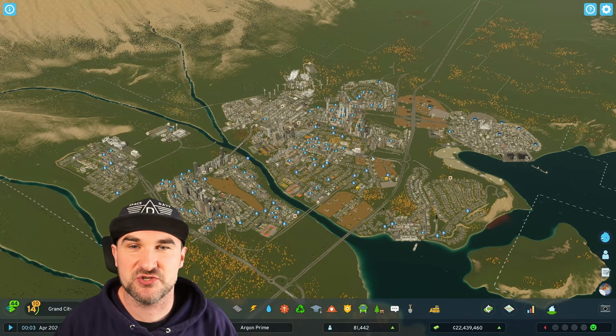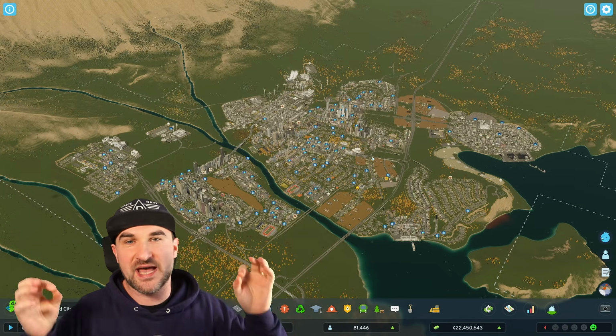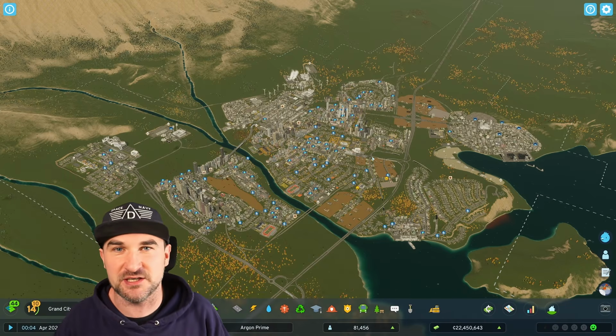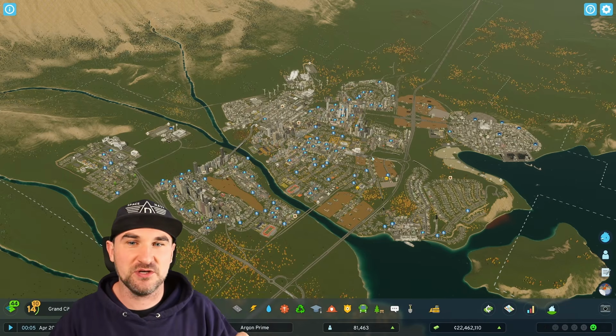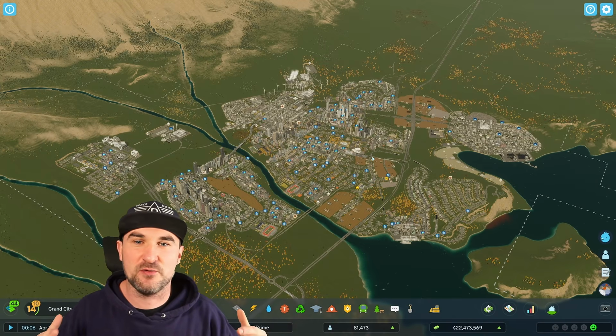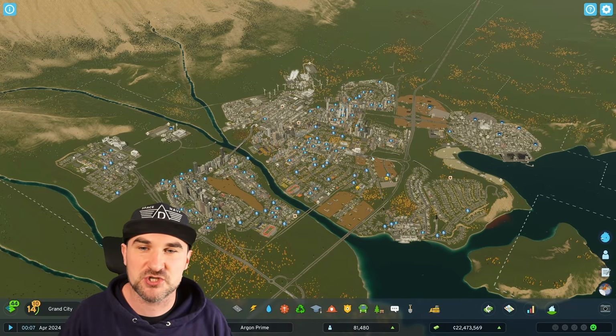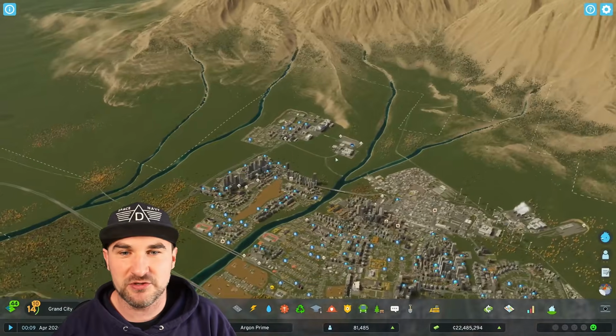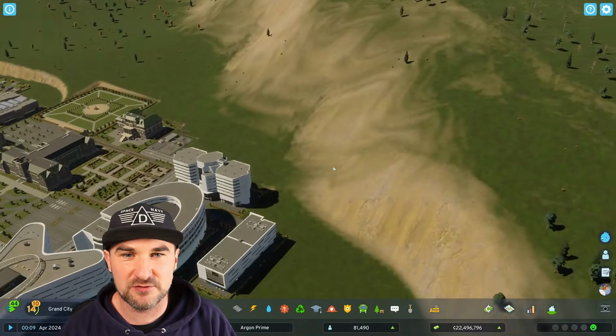Today I'm going to teach you how to build roads and train tracks and everything through a tunnel. If you want to go through a mountain area or you want to go underneath something, then I will show you how to build that. And we're going to start with a tunnel through the mountain.